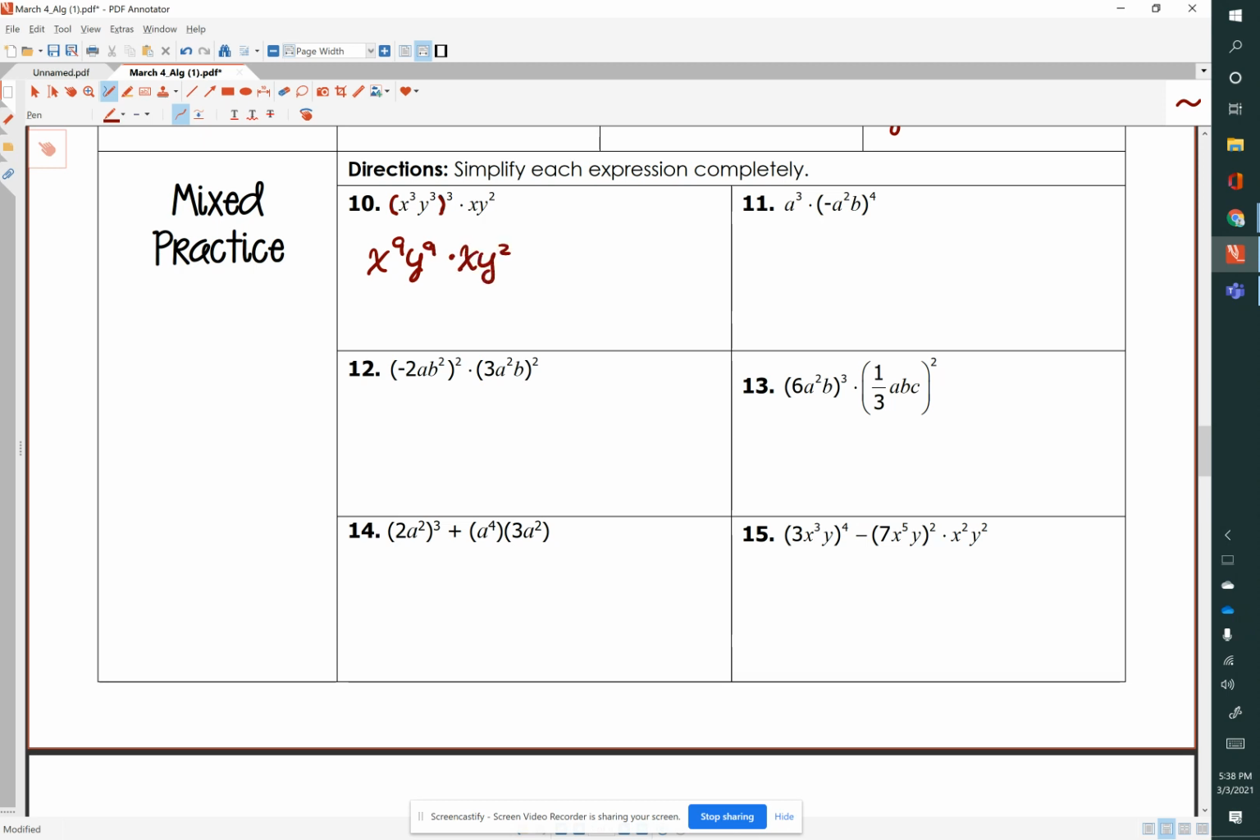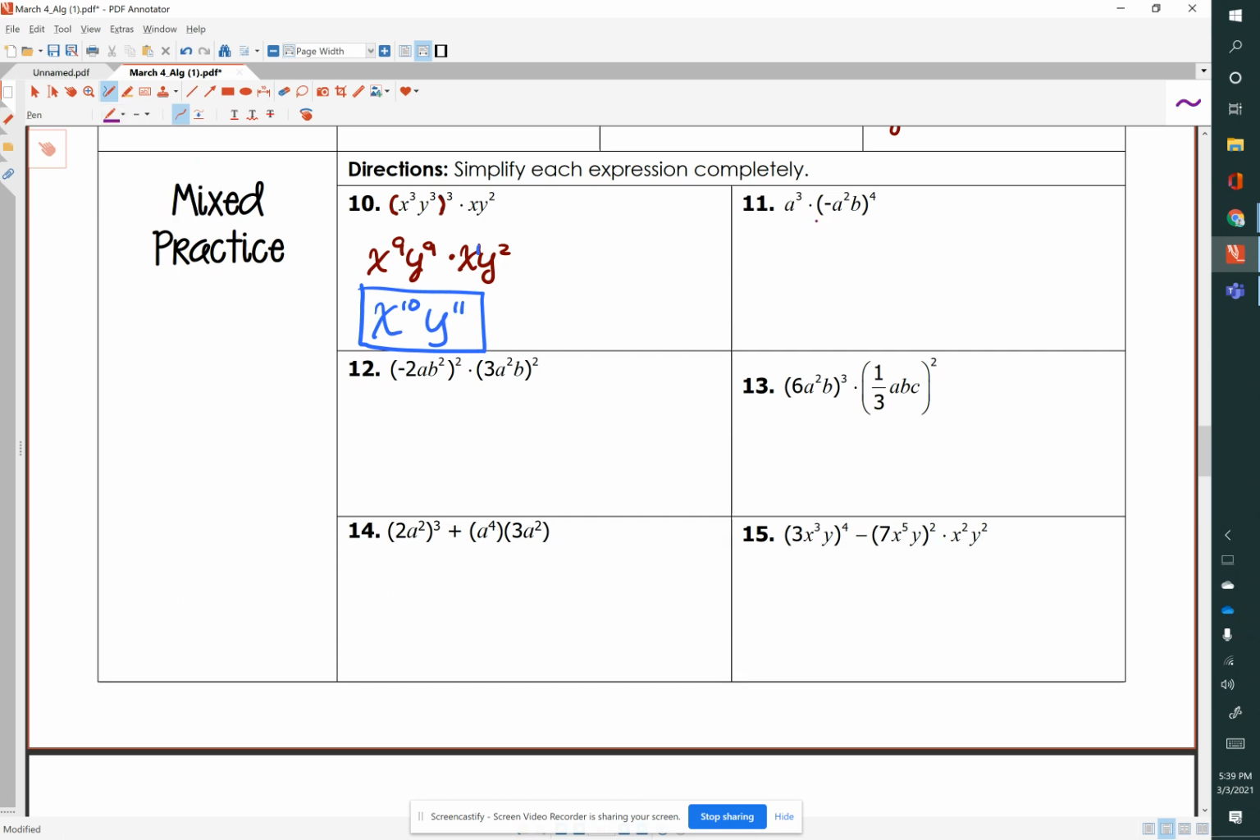Now we have to apply the product rule. So x times x, well, this is an invisible exponent of 1. Let's change the color. We have an invisible exponent of 1 here. So it's x, 9 plus 1, x to the 10th power, y, 9 plus 2, y to the 11th power. That's our final answer.